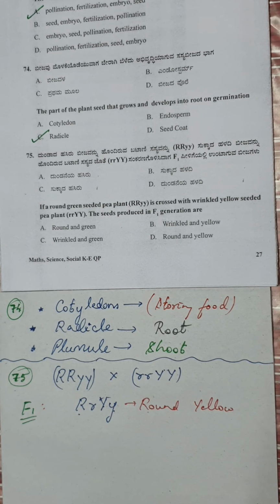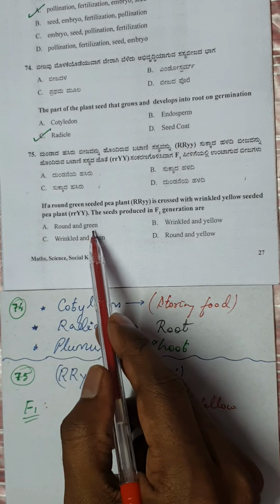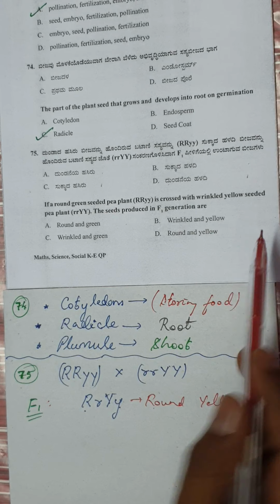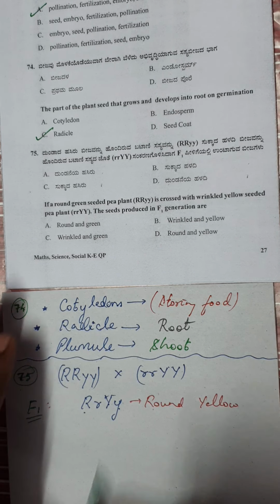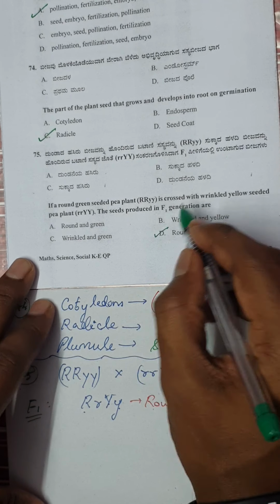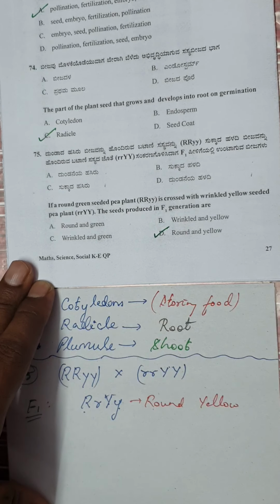Okay, so the option given among the following: is it round green? No, it's not. Wrinkled and yellow, that is not. Wrinkled and green, no. It's round and yellow, which is found in option D, and that would be my correct option.